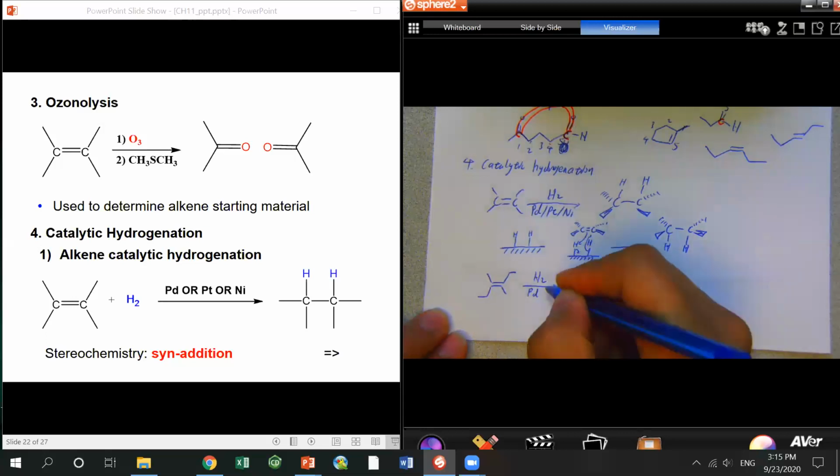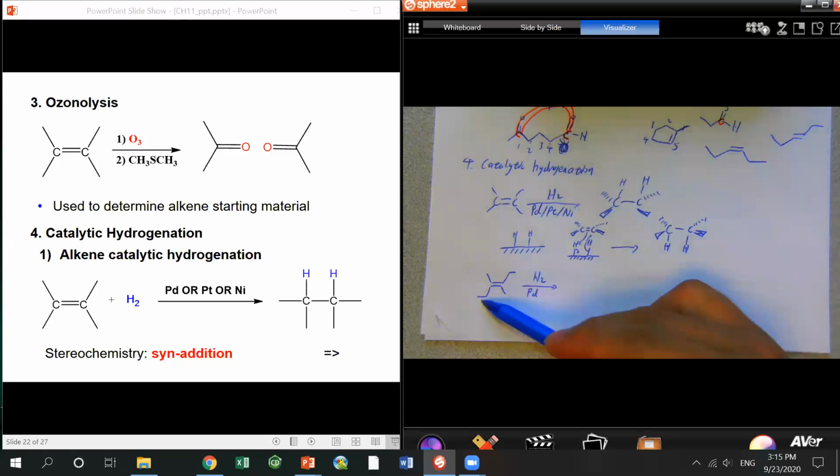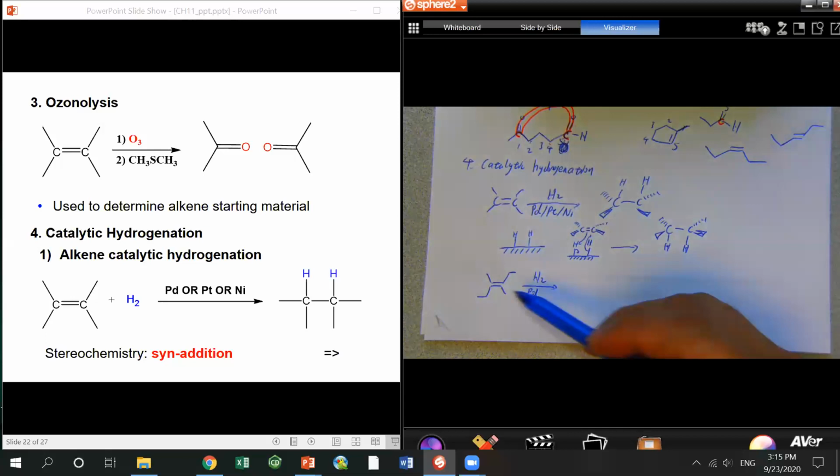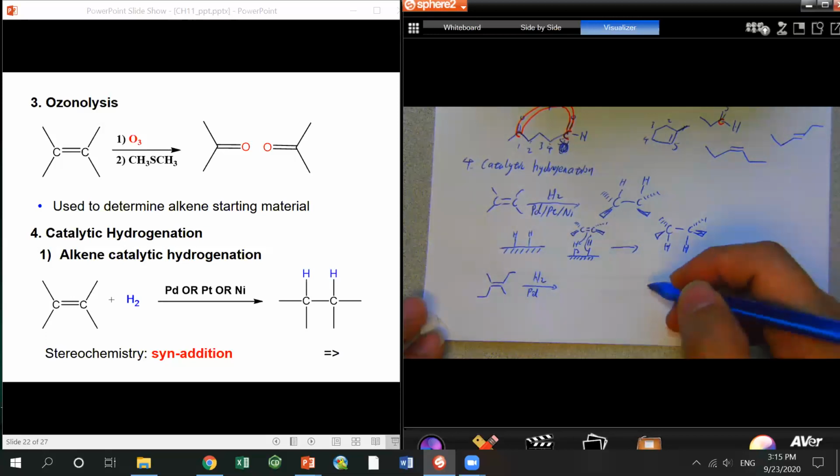Right, so for example, we have this trans-alkene. Try to add a pair of hydrogen onto this trans-alkene. You see, in addition, we can add from both the top or the bottom, so we can draw both.